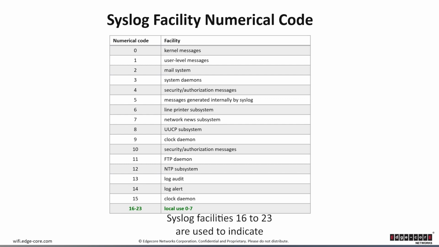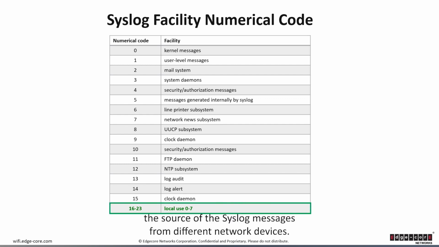Syslog facilities 16 to 23 are used to indicate the source of the Syslog messages from different network devices. They are also known as local use facilities because they are not assigned to any specific process or daemon. They can be used by network administrators to customize the Syslog messages according to their needs.